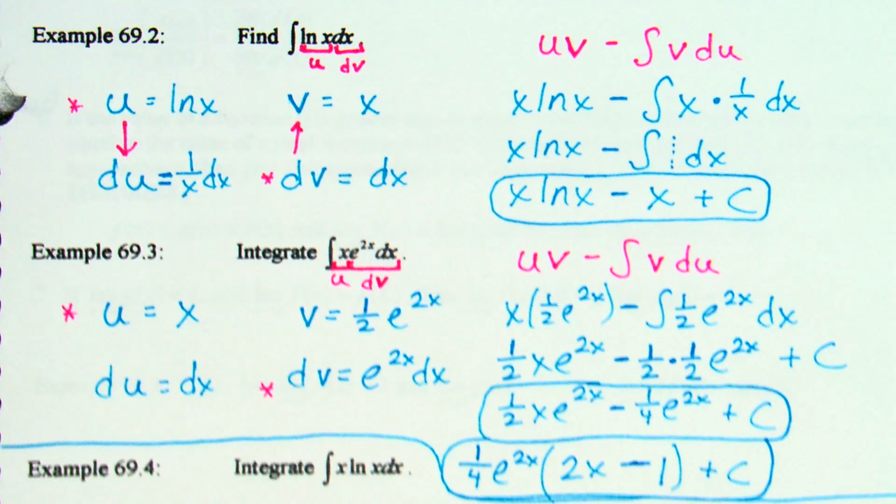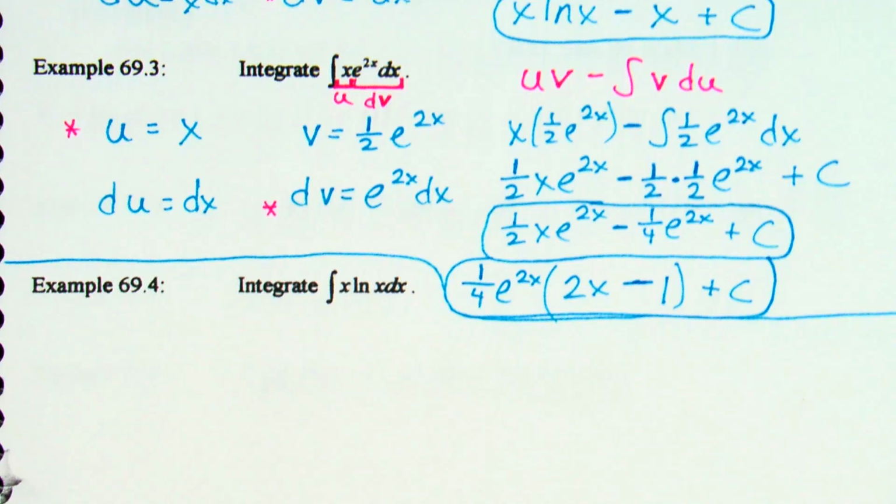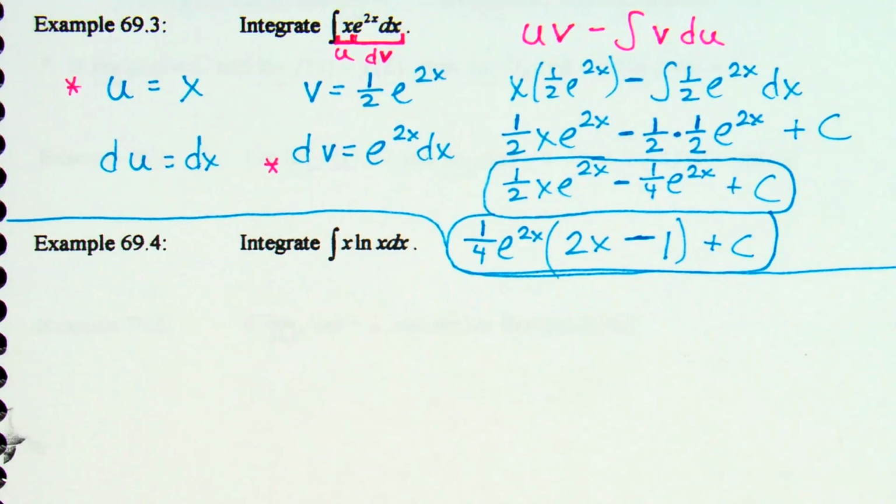Okay, example 4. Integrate x ln x. X needs to be the u value. And why do you say that? You don't have an integral of ln x. Okay.